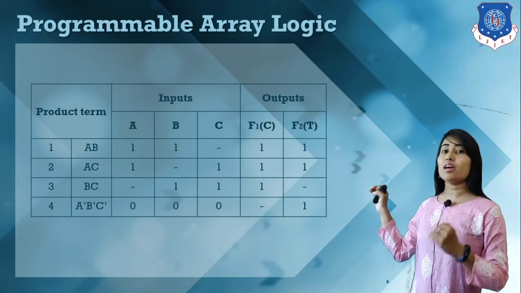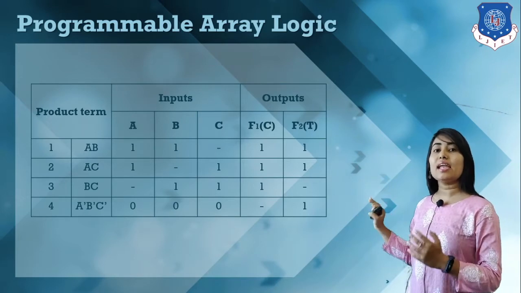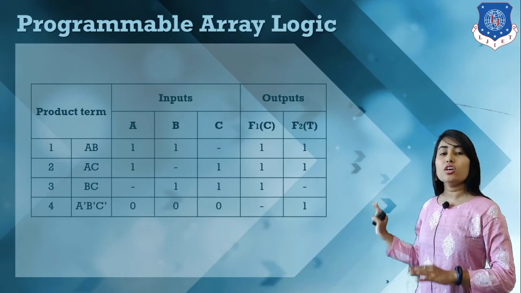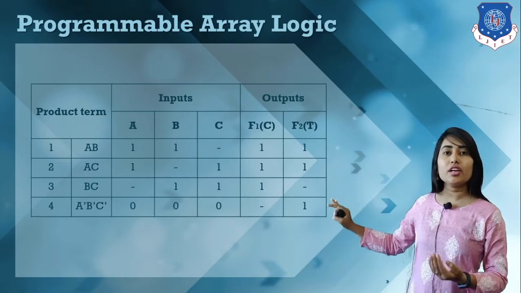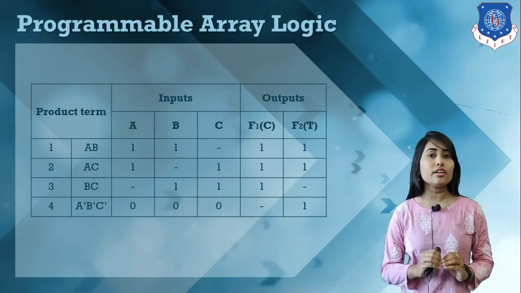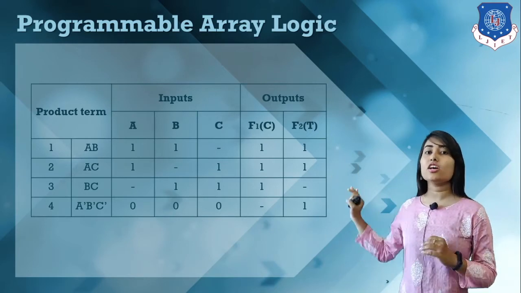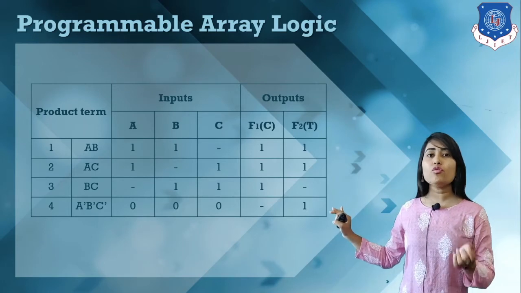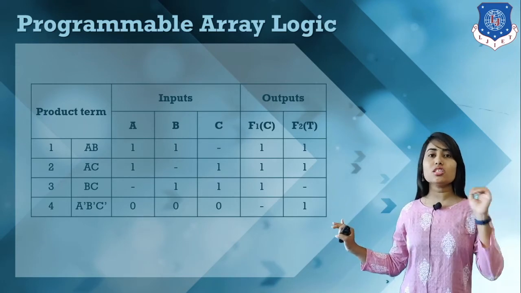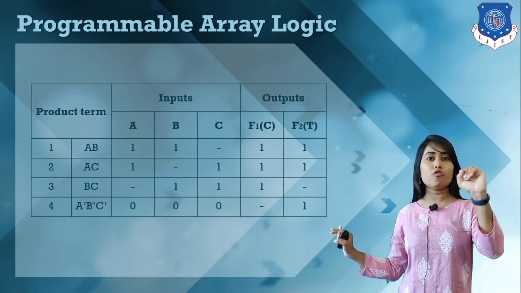In F1 we have AB, AC, BC, and in F2 we have AB, AC and A dash, B dash, C dash. Here F1 is in a complemented form and F2 is in a normal form. So here we use this XOR gate because F1 is in a complemented form, so we have to find out the original value of F1, that means in a normal form. Because in the example we have been asked to implement F1, not F1 dash.